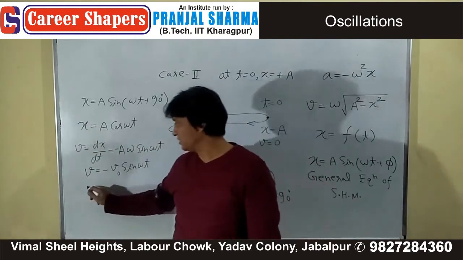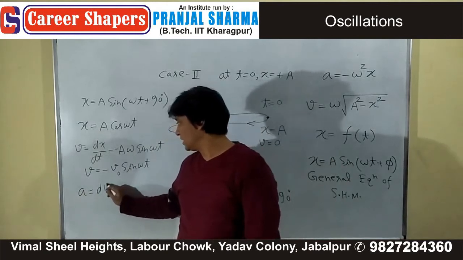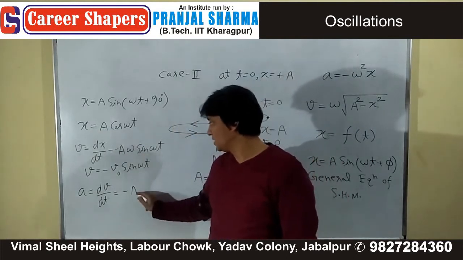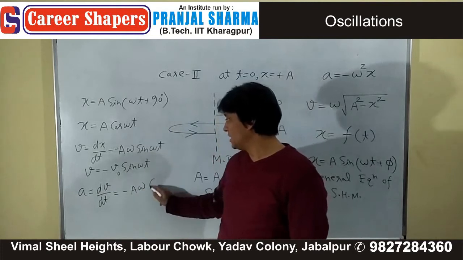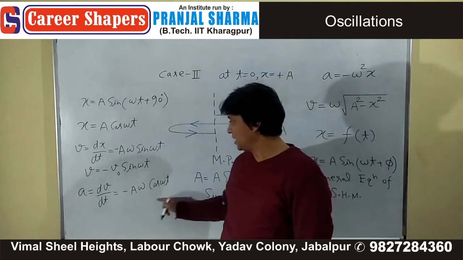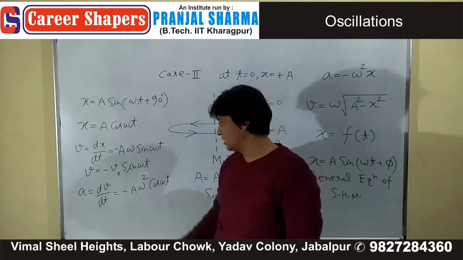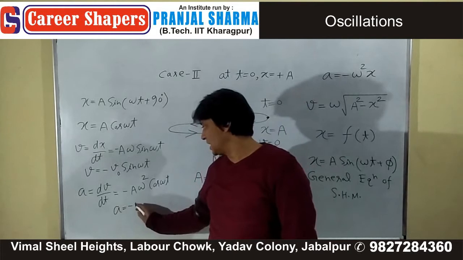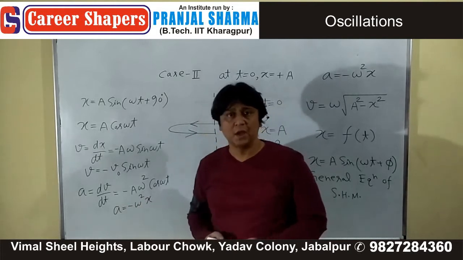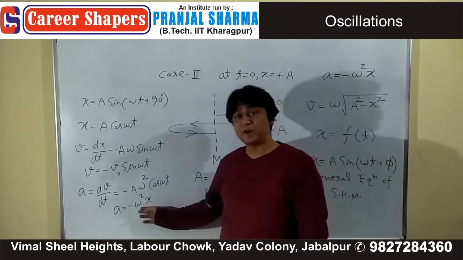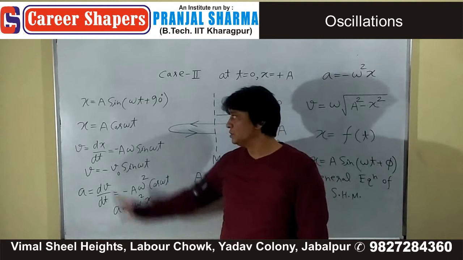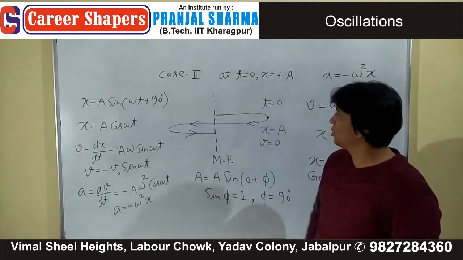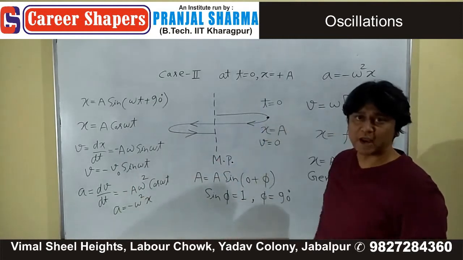Now, once you have v, you can also find a. What is a? dv by dt. dv by dt is what? Minus of a omega, minus of a omega sine omega t. Its differentiation is cos omega t multiplied by omega. That makes it omega square. Now a cos omega t is what? x. This gives us a as minus omega square x. Again, we have arrived at the fundamental equation of simple harmonic motion. So this is your x as a function of time. This is your v as a function of time when object starts from positive amplitude.